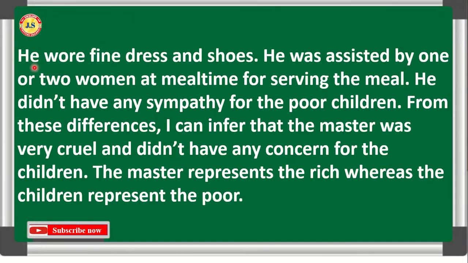Continuation of the fifth answer. He wore fine dress and shoes. He was assisted by one or two women at mealtime for serving the meal. He didn't have any sympathy for the poor children. From these differences, I can infer that the master was very cruel and didn't have any concern for the children. The master represents the rich whereas the children represent the poor.